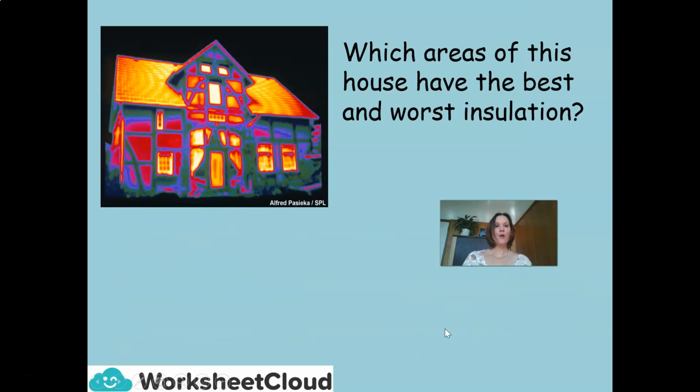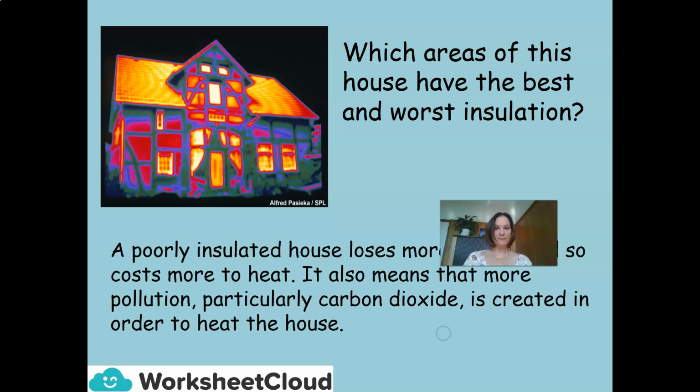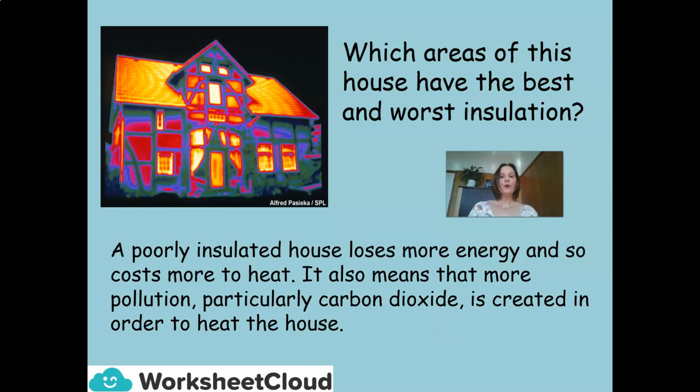Right. Which areas of this house have the best and the worst insulation? Take a look at the diagram. A poorly insulated house loses more energy and so costs more to heat. It also means that more pollution, particularly carbon dioxide, is created in order to heat the house.